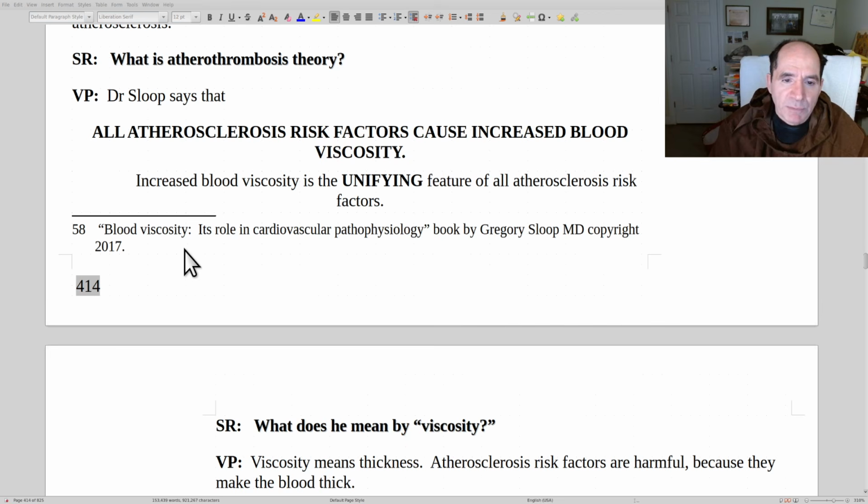So here's a paper of his on blood viscosity. Actually, it's his book, Blood Viscosity, Its Role in Cardiovascular Pathophysiology by Gregory Sloop, copyright 2017. It's the best book ever written on atherosclerosis. I read everything I can get my hands on about atherosclerosis. This is by far the best book. Okay, what does he mean by viscosity? Just that the blood is thicker.